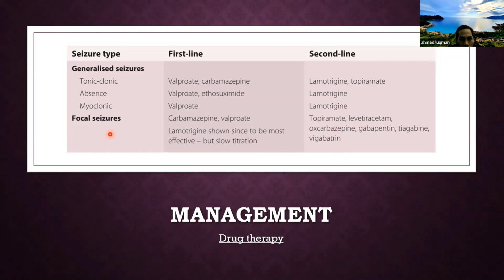For focal seizure, the first line is carbamazepine, valproate, and the second line is topiramate, levetiracetam, carbamazepine, gabapentin, tiagabine, and vigabatrin. I'm sure all of you have learned this before, and you might want to recheck our pharmacology.